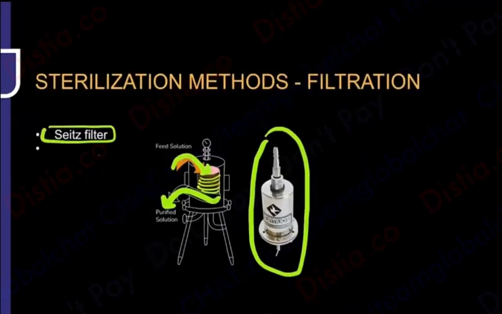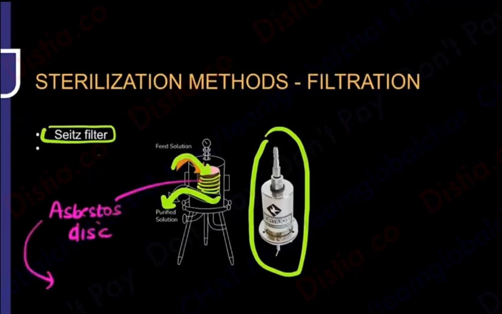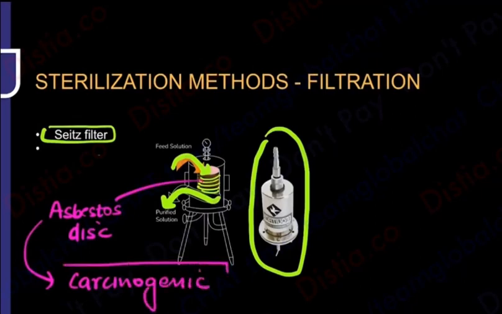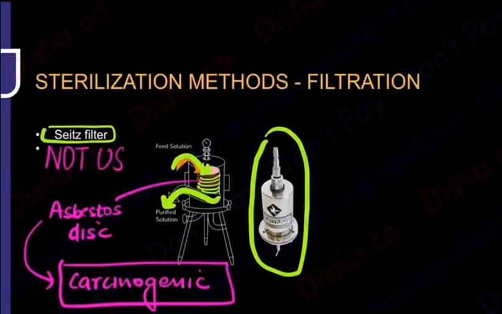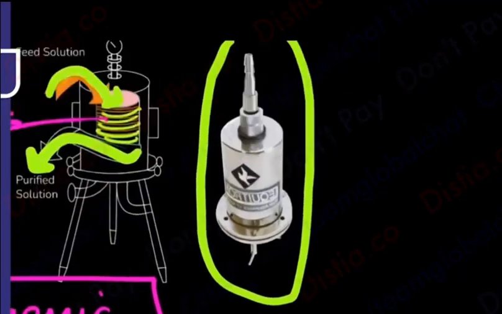These filters are made up of asbestos. There are asbestos discs that are present. And do I know that asbestos is carcinogenic? Do you want to use asbestos as one of your water should go through asbestos and get all carcinogenic material and then come to you? Not happening. So is a seeds filter used? No, not at all. Seeds filter is not used. So yes, this is still a spotter that you get in the paper.